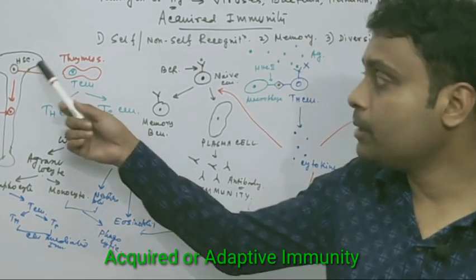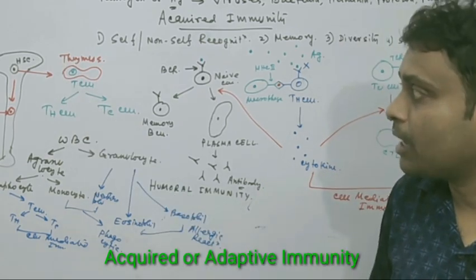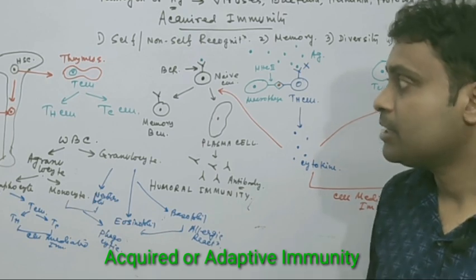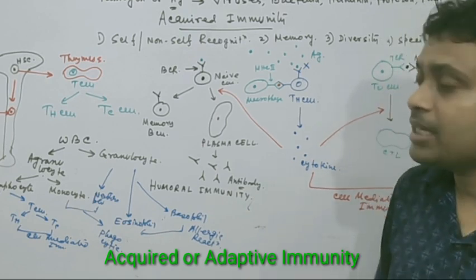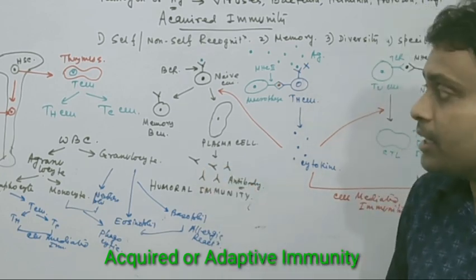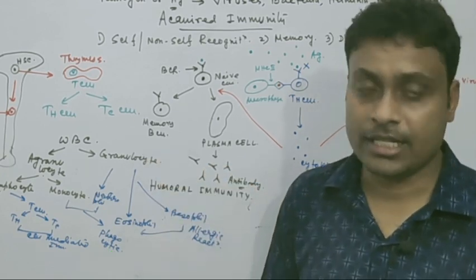Okay, and when the hematopoietic stem cells circulate into the thymus, and here they are differentiated and matured, they are transformed into T cells. Various types of T cells are present, and the most important are the helper T cell and the cytotoxic T cell.